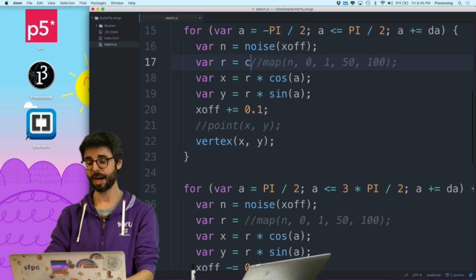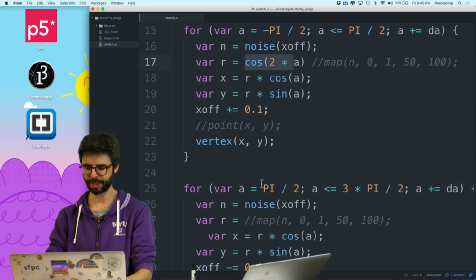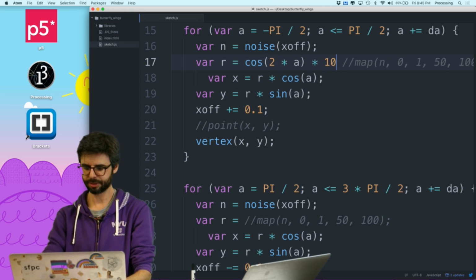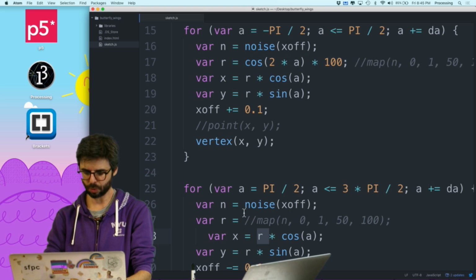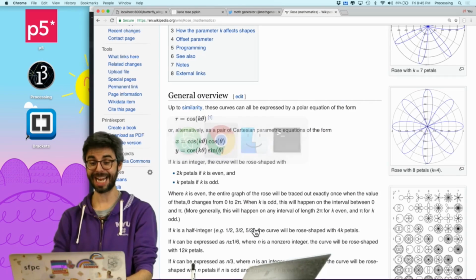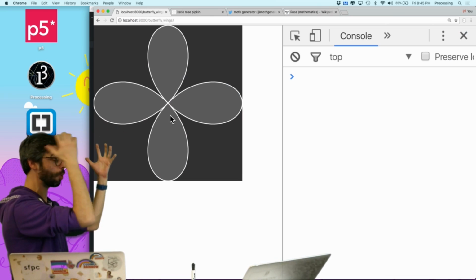I could say cosine of 2 times the angle, just to try something, times 100. Just going to put that polar rose code in there for a second. Whoops, and come back here. And look what I get. I get that kind of rose formation.